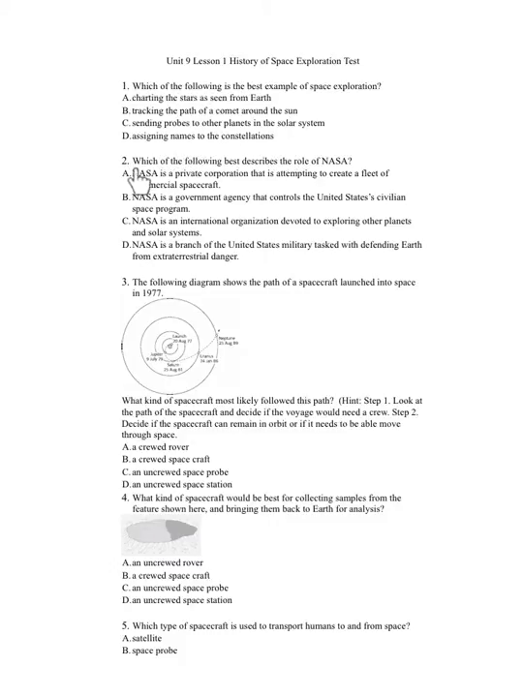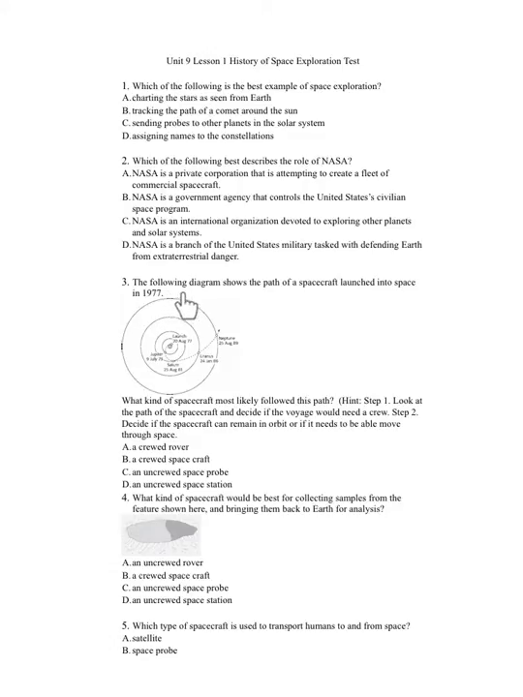Number 2. Which of the following best describes the role of NASA? A. NASA is a private corporation that is attempting to create a fleet of commercial spacecraft. B. NASA is a government agency that controls the United States civilian space program. C. NASA is an international organization devoted to exploring other planets and solar systems. D. NASA is a branch of the United States military tasked with defending Earth from extraterrestrial danger.